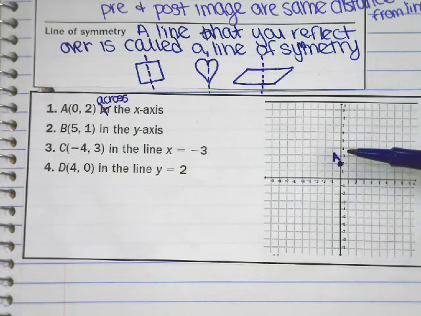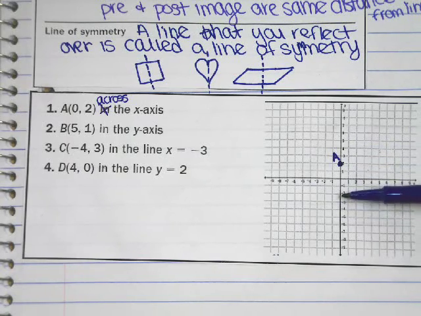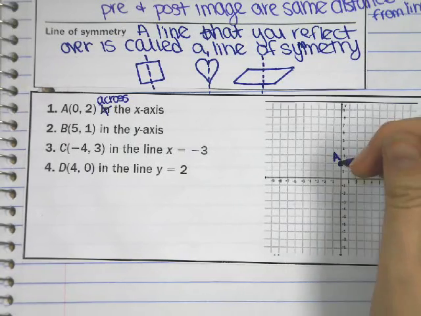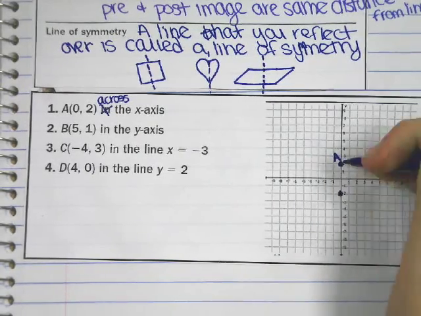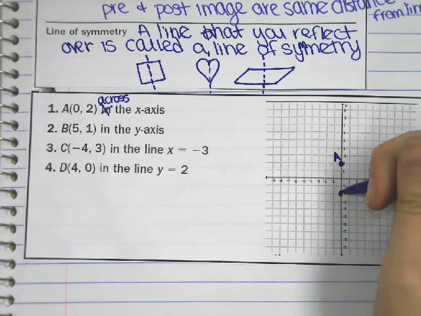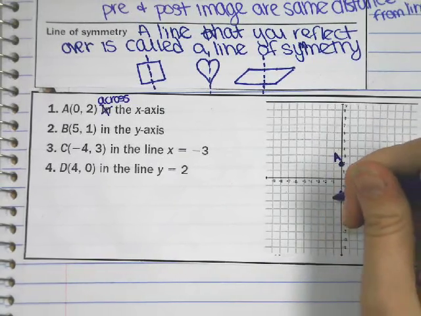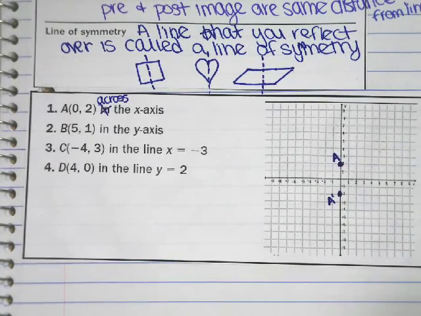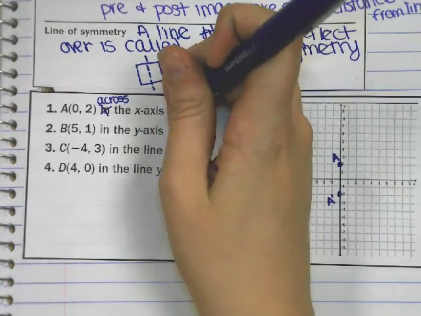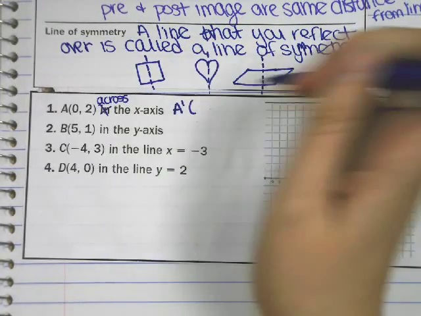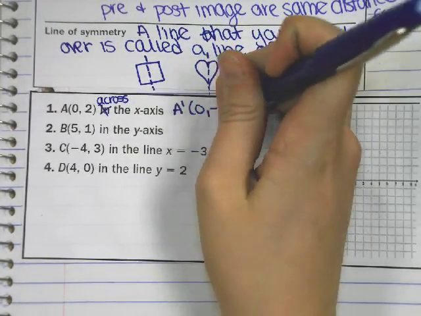What you do is take this point and flip it over the x-axis. You can think about folding your paper along the x-axis and seeing where it would show up. Point A is going to show up right down here if you flip it over the x-axis. These points should be the same distance from the x-axis. This is our first image. A is called our pre-image, and this point we're going to call A prime. The prime always indicates our post-image. After we flip this across the x-axis, A prime is at (0, negative 2).